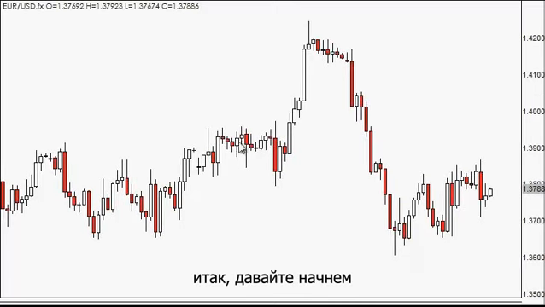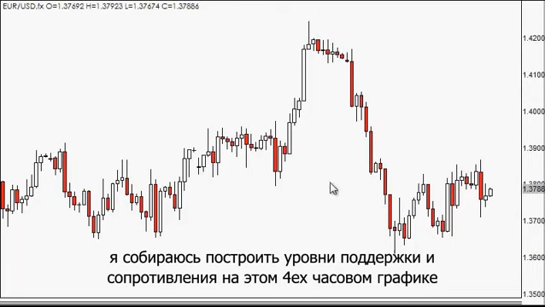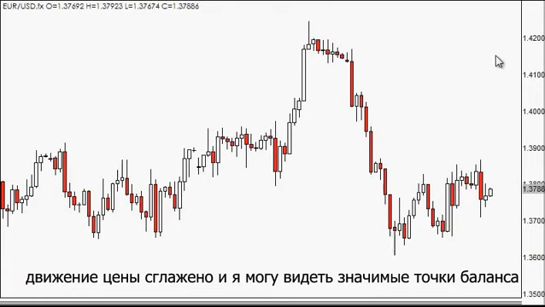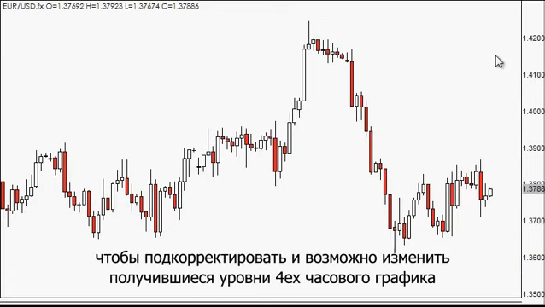Okay, so let's get started. I'm going to be placing some support resistance areas on this 4-hour chart. Like I said, I use the 4-hour chart because it smooths out price action and it's easy to see where the big bounces are. I'll then be dropping down to the 1-hour chart just so I could refine and confirm the support resistance areas I place on the 4-hour chart.